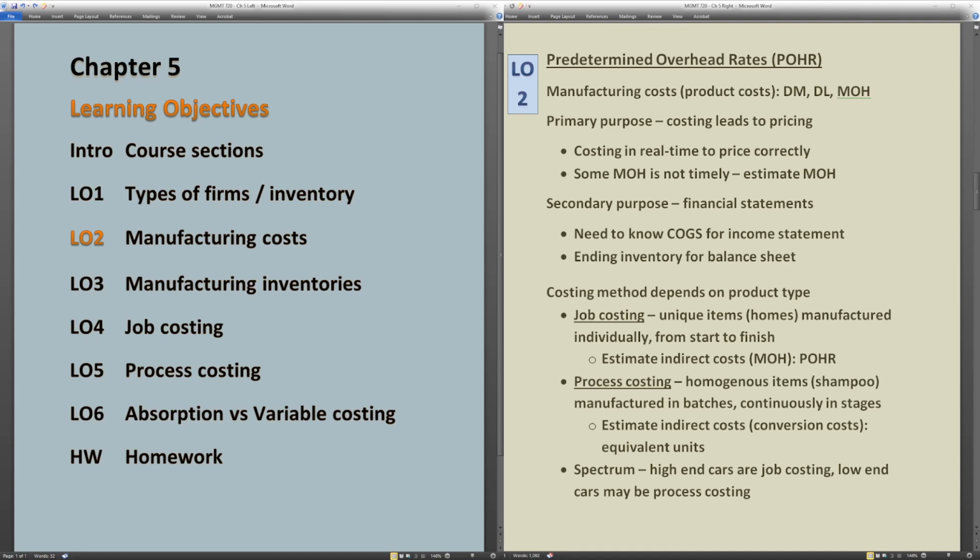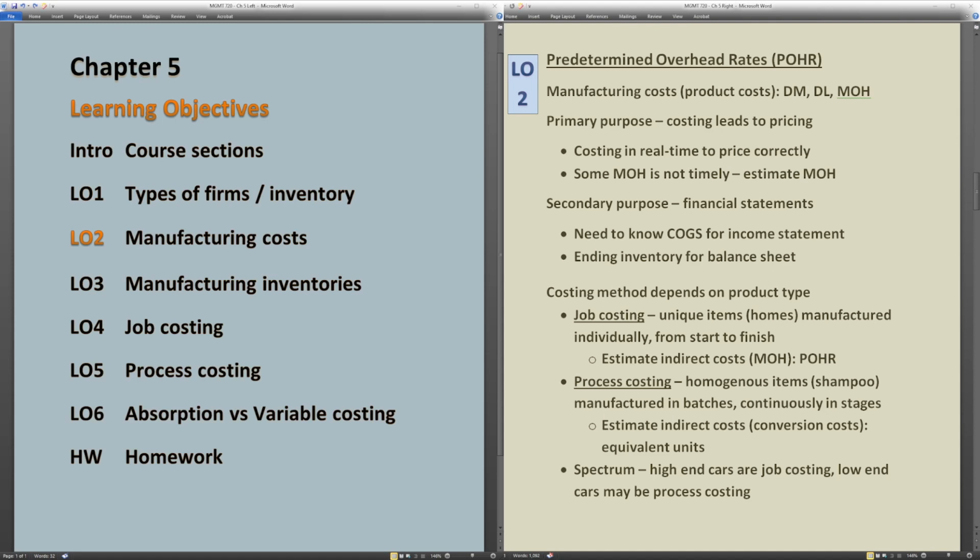Let me introduce the bigger picture and then show you where predetermined overhead rates fit in. So we've just determined that there are period costs and product costs, and we're focused on product costs. And these product costs, we say, are divided into two general buckets, indirect and direct. And further, we divide those up into direct materials, direct labor, and manufacturing overhead. So we're focused on these three product costs: direct materials, direct labor, and manufacturing overhead.